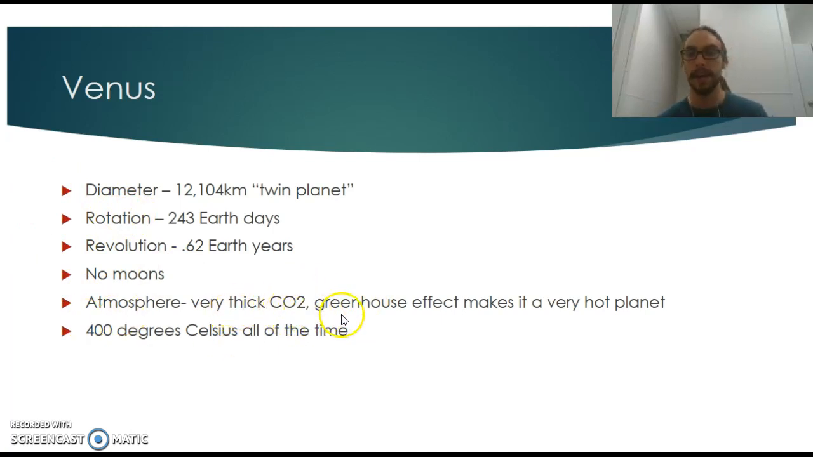So that's going to create that greenhouse effect that we all know and love. So that makes it a very, very hot planet. It traps in all that solar radiation. So the planet's around 400 degrees Celsius all of the time. It's a very stable environment, but it's extremely hot.